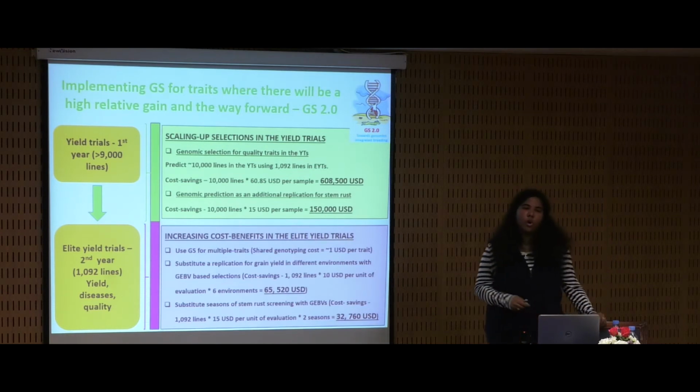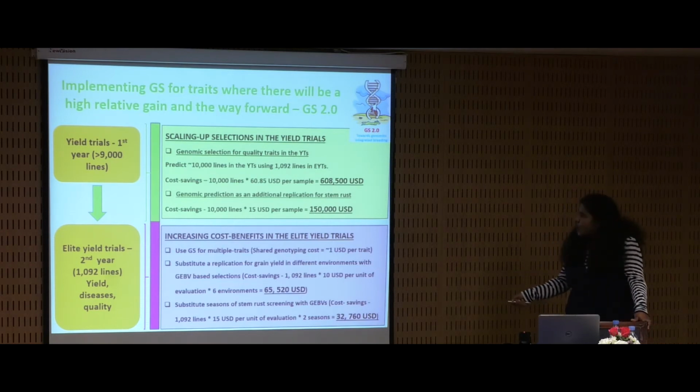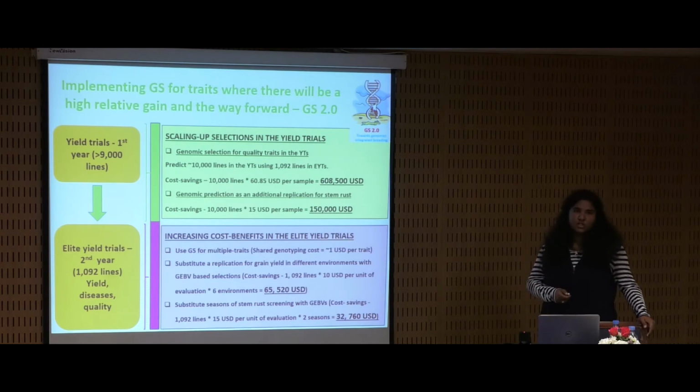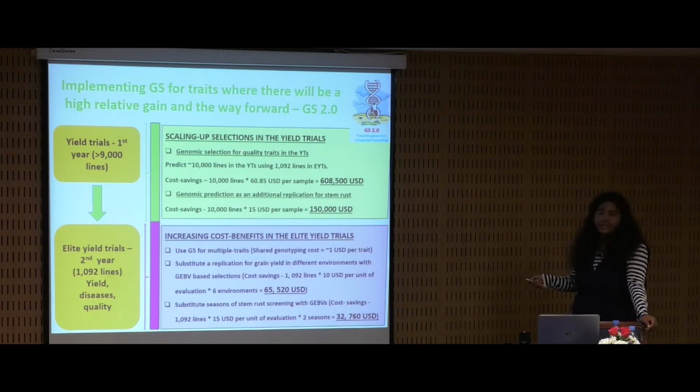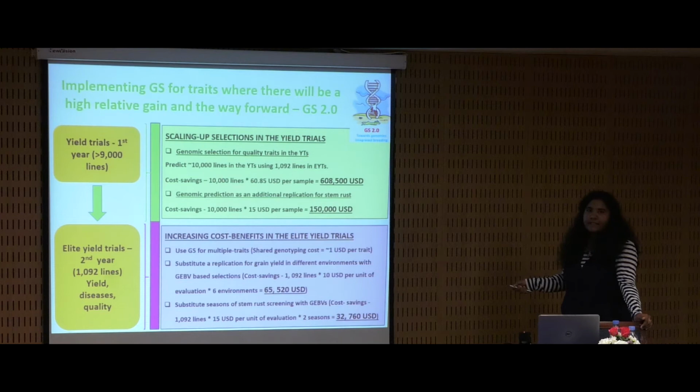One other thing that you could do, although we do not have good accuracies for grain yield, is that you can still scale up selections at this stage. Typically our quality tests are all done on these 1,000 lines, but you can scale up selections with GWAS. So for these 10,000 lines you do not have any quality data. And our quality specialist, Carlos, told us it's going to cost about $61 for a sample of quality evaluations. So in stages where you don't evaluate quality, you can easily bring genomic selection there. That's going to be a good cost saving for the breeding program. And then you can use it as an additional replication for stem rust.